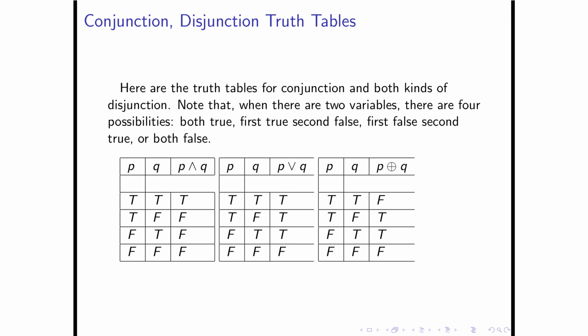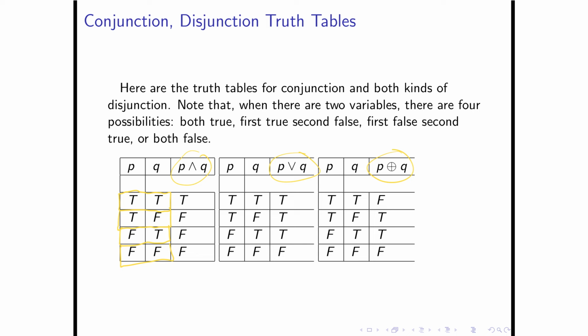Here we move on to truth tables for the binary operations. Right, the negation is a unary operation. It applies to only one propositional variable. These are binary operations because they apply to two variables. And we now have to consider four possibilities. So there's when both are true, P is true and Q is false, P is false, Q is true, both are false. Each of these is now a possibility that's going to affect the truth value of the proposition.